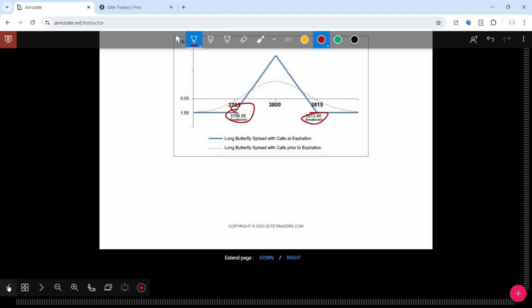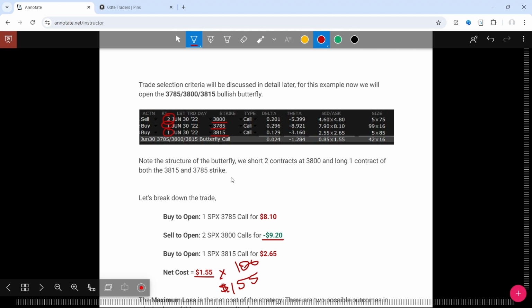So essentially, in this example here, just to recap, the market is trading at 37.60. We have an upside bias for the market to test 3,800. So 3,800 is our pin, our target. It is the strike where we are selling options. So we are selling 2, and we are buying 1 long option above, in this case 38.15, and 1 long option below, 37.85, to enter a butterfly structure centered at 3,800, 15 wide.